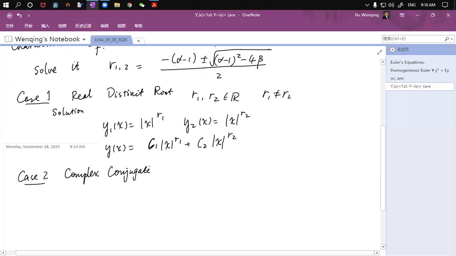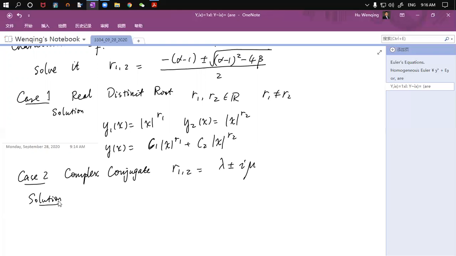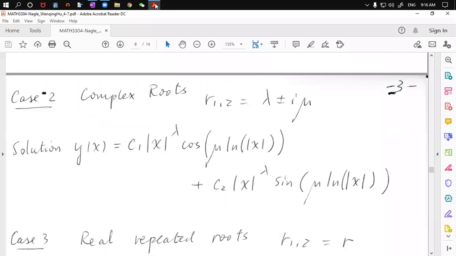Right, so they are complex conjugate roots, and the complex conjugate roots can be written as lambda plus minus i times mu, with a common real part and common complex part. So that's like what we did before. But then you're going to have the solution. That's something that you really have to memorize. Okay, so the solution is going to take the form c1 x to the power of lambda.